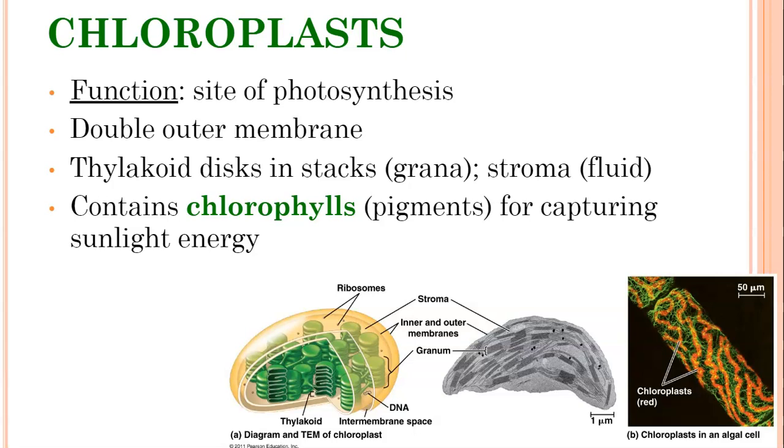The other double membrane bound organelle is a chloroplast. This is where photosynthesis takes place. So you can see it's kind of been likened to Oreos, where the thylakoid discs are kind of individually Oreos stacked on top of each other in piles called grana. And there's kind of fluid floating all around. That's the stroma. And this is where chlorophyll lives, the pigment that absorbs sunlight to actually do photosynthesis.